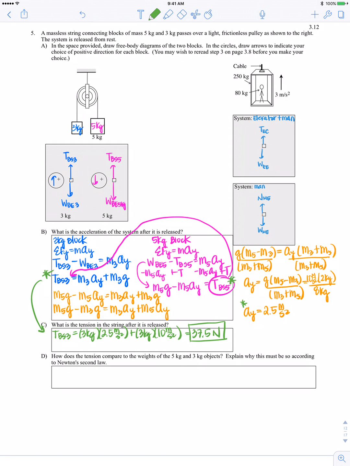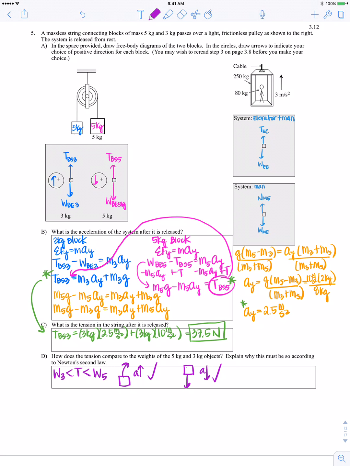Then how does the tension compare to the weights, and explain why this must be so according to Newton's second law? Well, the weight of the 3 kilogram block is less than the tension, which is less than the weight of the 5 kilogram block. That means the 3 kilogram block, if tension is greater than its weight, will have an acceleration upwards. So the 3 kilogram block will move like this, and the acceleration will point up. Does that happen? Yes, it does. For the 5 kilogram block, it'll move like that, and the acceleration points down, and yes, it does.